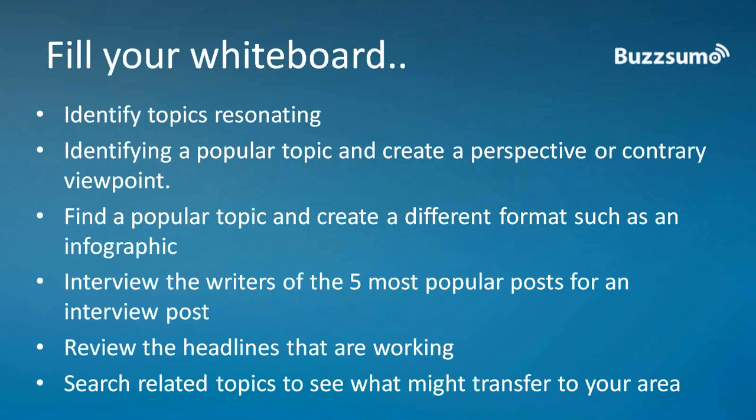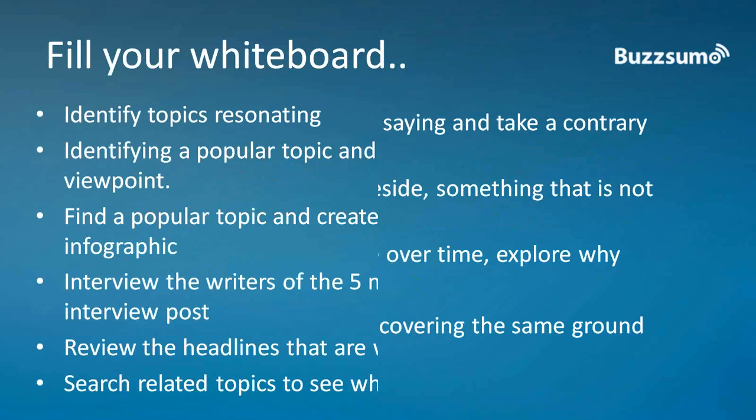Also, when you go through, you can see this on the export as well as on BuzzSumo. You look at the headlines that are working. What type of headlines are working? Are they list posts, etc.? And get ideas around that. I also like to see related topics, so I often do a number of searches around related topics to see what might transfer to my particular area. So in education, I could search a number of different topics and see which ones might transfer to my area and add those to my whiteboard.